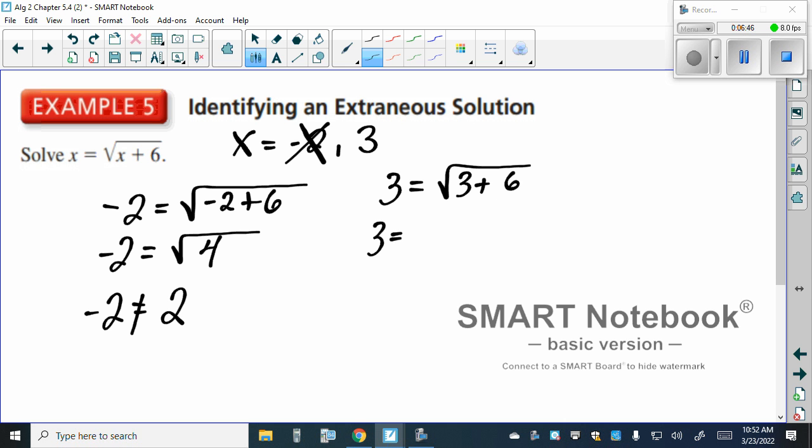3 is equal to the square root of 9, and the square root of 9 is 3. So 3 is our only solution for this one here. It is possible to get no solution. It just works out that both values don't actually work in the original problem. And checking those is helpful.